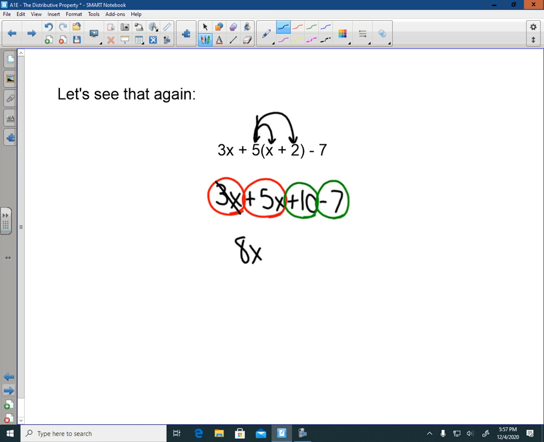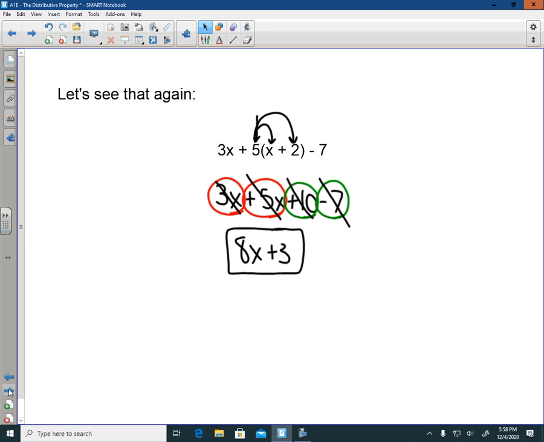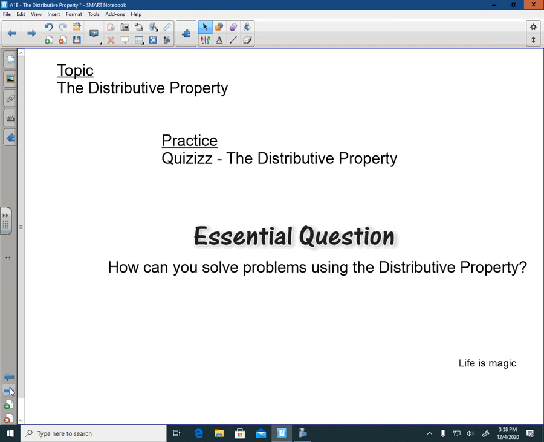And these guys are done. And then 10 minus 7 is positive 3. We're done with those guys. And now this is a completely simplified expression. So you can see how this does actually simplify things. It's a matter of keeping track of the order of operations, taking care of those parentheses, and then combining some like terms. That's it, friends.